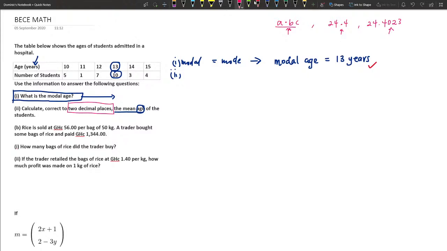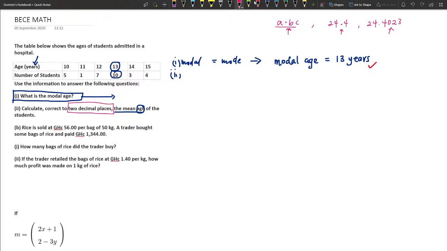So it basically means if you do your calculation and then you get, let's assume you get 24.4023, it means you need to round off to 2 decimal place to present your answer in 2 decimal place. What will happen if you don't present your answer in 2 decimal place?